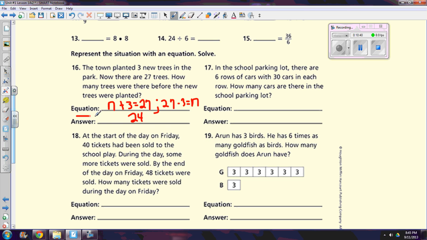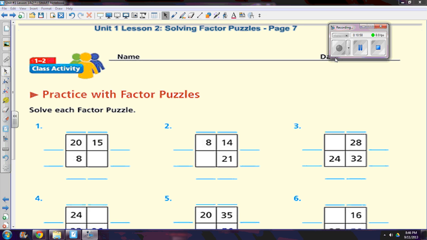So you need to write the equation and then solve it for 17, 18, 19, and 20, just like I did for number 16. That completes lesson 1. Let's take a look at lesson 2. Lesson 2 begins on page 7, and it again is a continuation of our factor puzzle. So let's take a look.